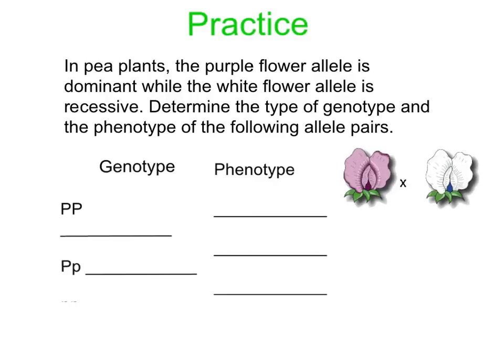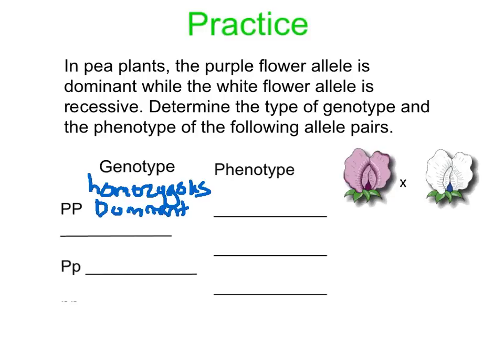Alright, for two of the same dominant alleles, we know that this must be homozygous. And we know that they are both dominant. So we know that this is homozygous dominant.